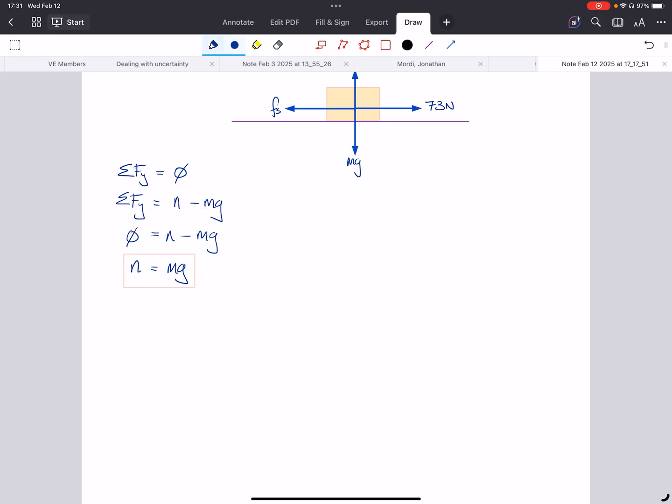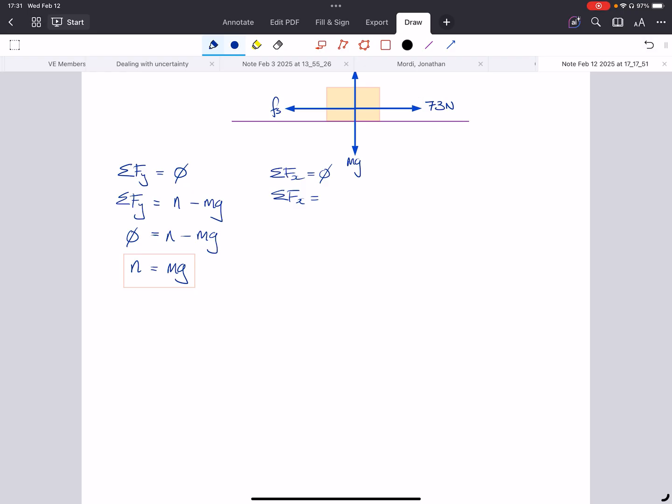We'll do the same thing for the forces in X. Net force in X is also equal to 0 because we are dealing with the moment before the box starts to move. Applying that 73 Newton force is the force that gets us to the tipping point where it's just about to start sliding but has not yet started to do so.